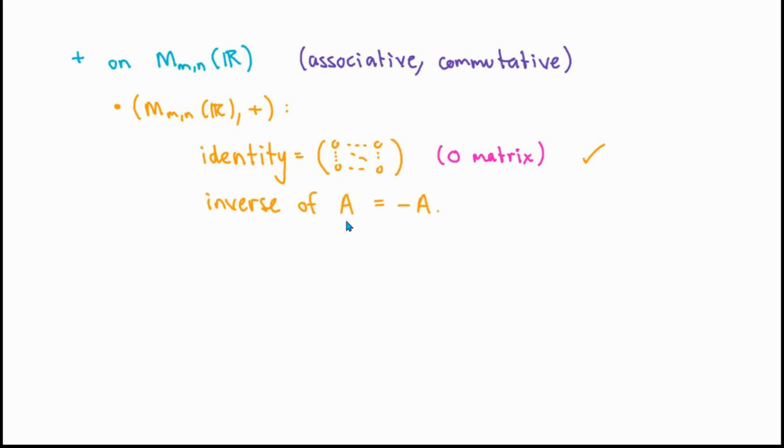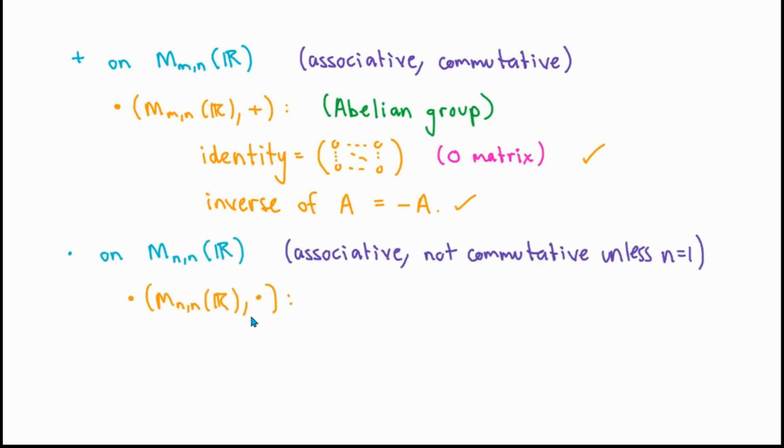It's also pretty easy to see in this case that the additive inverse of a matrix in this set is just the negative of the matrix. In other words, it's the matrix where each of the components are the negatives of the corresponding components in A. Since addition of m by n matrices is defined component-wise, when you add a matrix A together with negative A, you're going to get back the zero matrix. So that means that every element of this set has an additive inverse. Since addition of m by n matrices is a commutative operation, that means that this is an example of an abelian group.